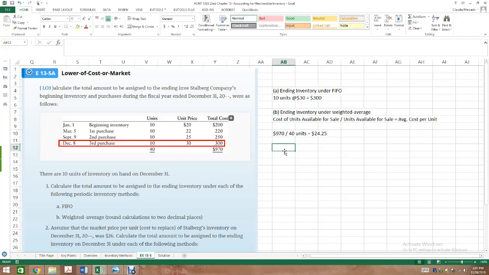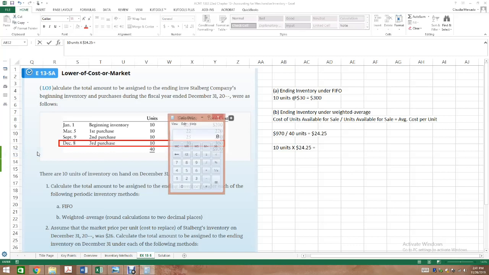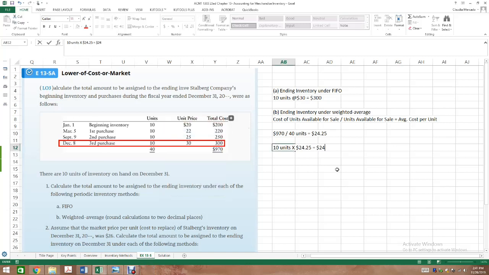So now that I've calculated my weighted average cost, now I know that I have 10 units remaining, because that's what the problem says. The problem says that you have 10 units on hand. So I have 10 units. I am going to multiply it by the 24.25 that we calculated, and then that's going to give me 10 times 24.25, $242.50. That is letter B.